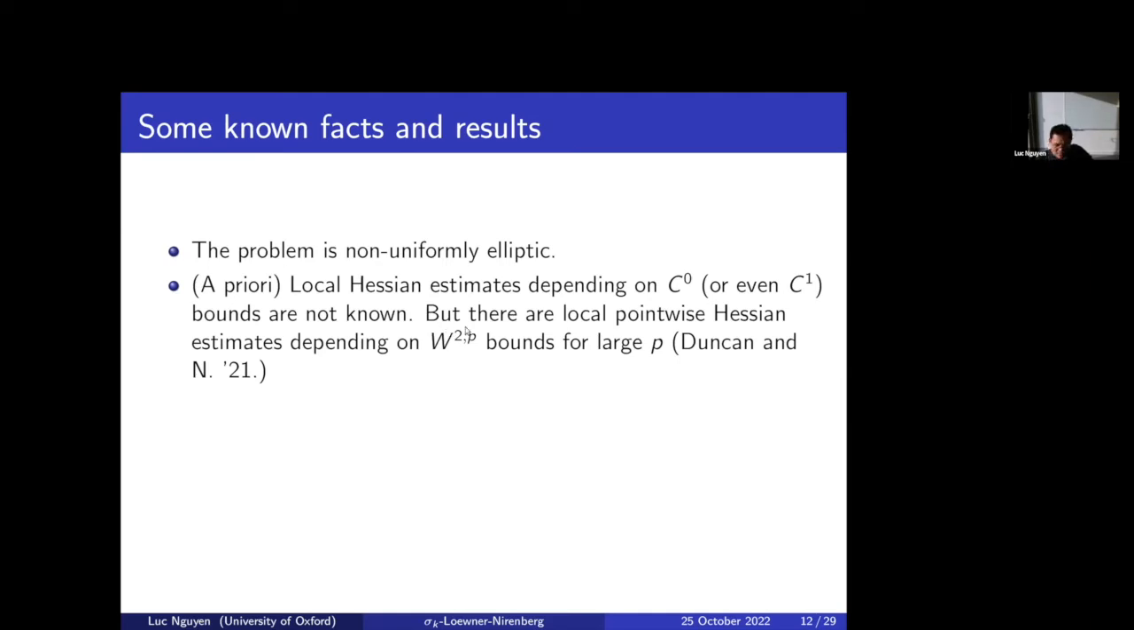However, recently, in joint work with my student Jonah Duncan, who is at Johns Hopkins now, we proved pointwise Hessian bounds depending on W2p for large enough p, and for k bigger or equal than 2. The range that we have for p here will even imply C1. So we assume quite a lot, but here we have a regularity theory. We start with W2p and then we bootstrap it to W2 infinity.